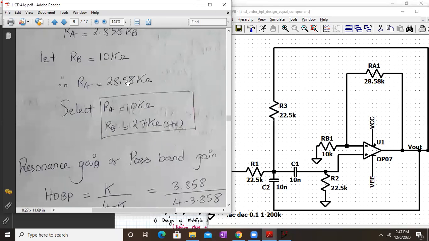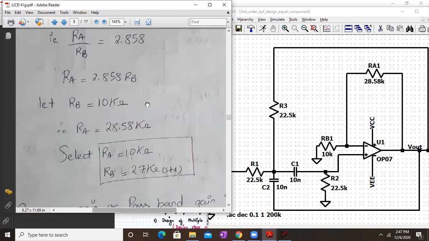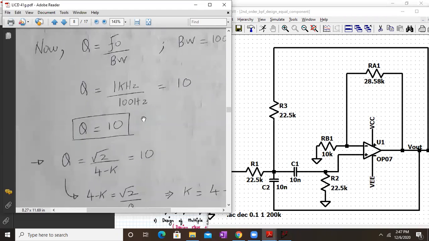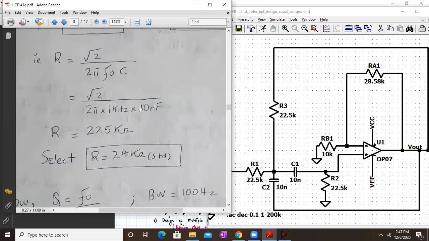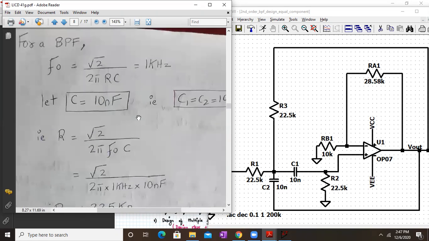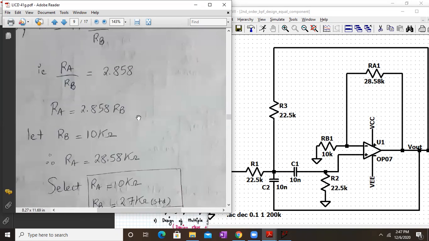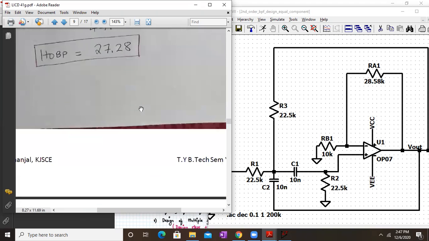RA was 28.58 kilo ohms. RB is 10 kilo ohms. Then the value of R was 22.5 kilo ohms, and that applies to all the R's, R1, R2, and R3. And the value of all the capacitors was 10 nanofarad. So here it is. I've taken the exact values because we have the flexibility in LTspice to do so.